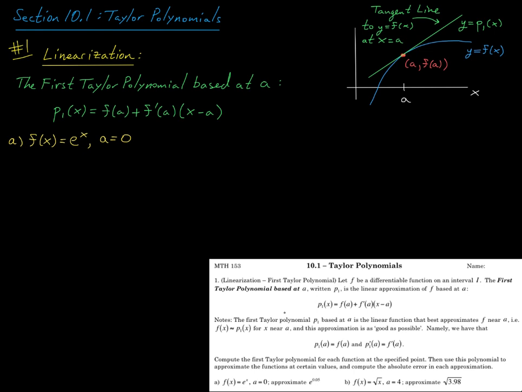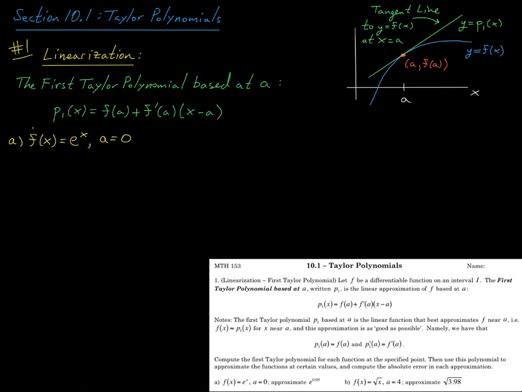So on the worksheet up here above, this is really just a summary of what we just discussed. And then it goes on to say, compute the first Taylor polynomial for each function at the specified point. Then use this polynomial to approximate the function at certain values and compute the absolute error in each approximation. Okay, so for part A, we're looking at f of x is equal to e to the x, and a here is equal to 0.